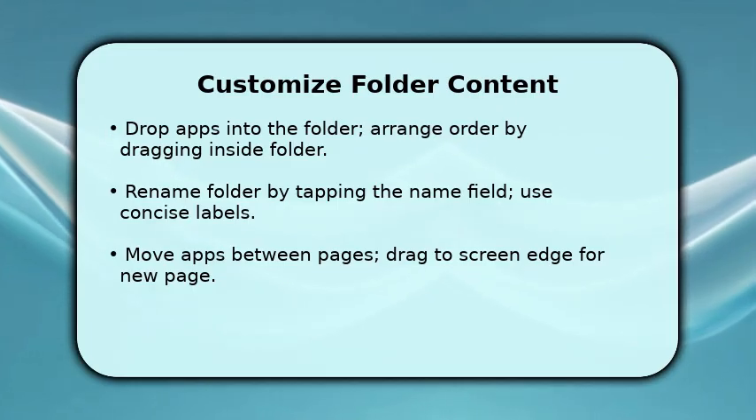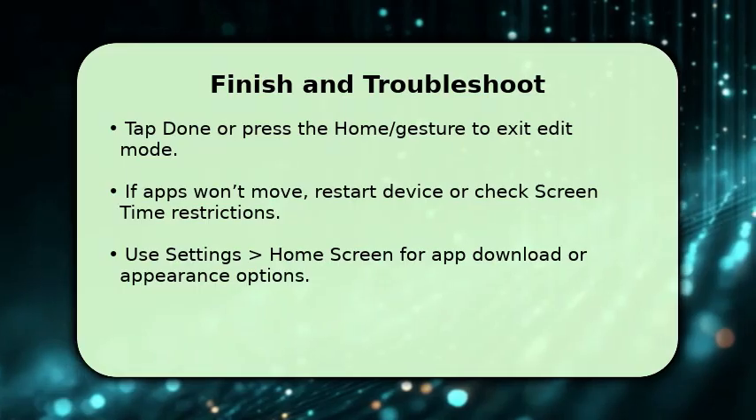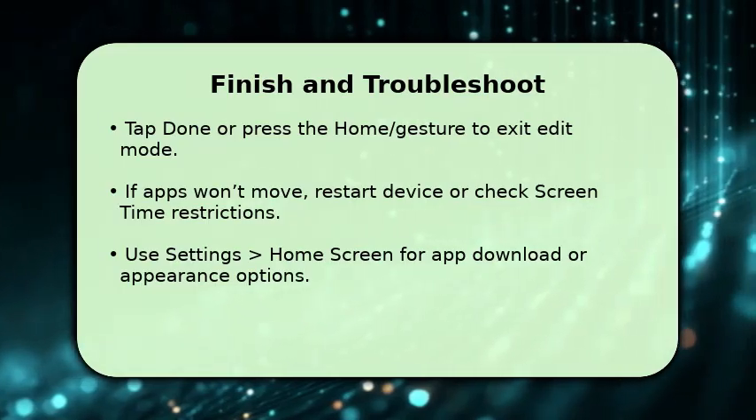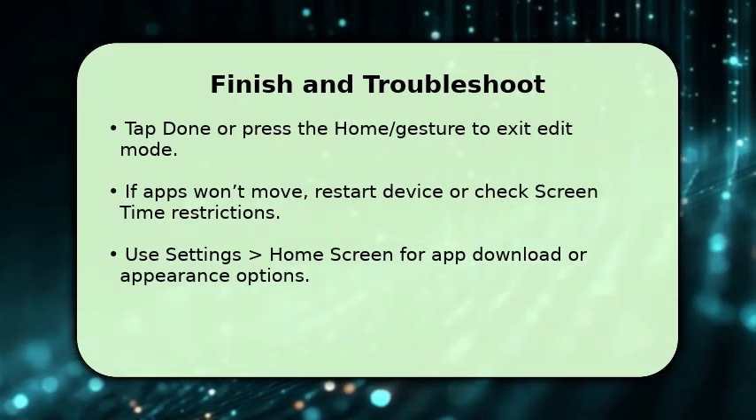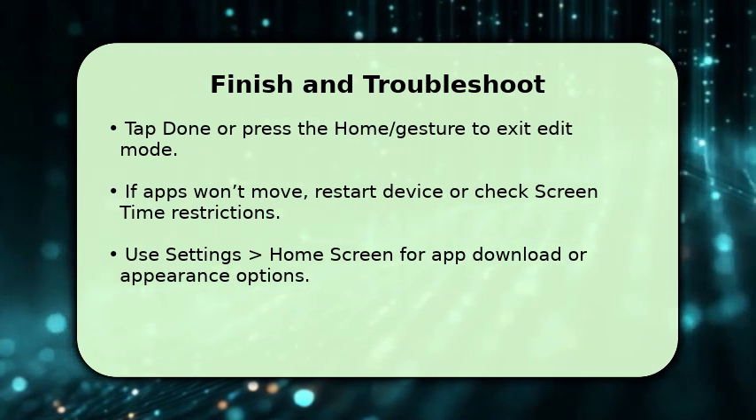To complete the process, exit jiggle mode by tapping Done in the corner or using your home gesture. The folder now holds the chosen apps. Once done, reorganize folders by dragging them around the home screen or into the dock if you want constant access.